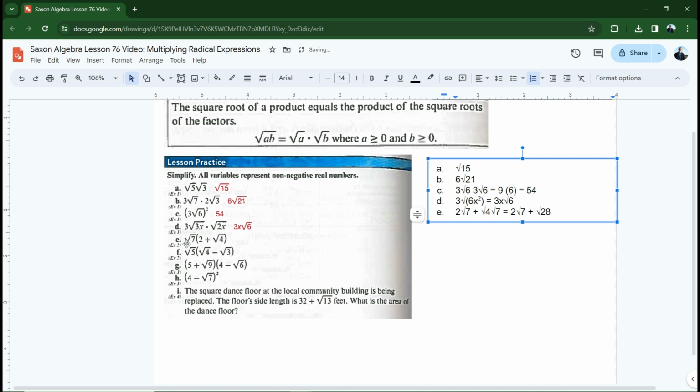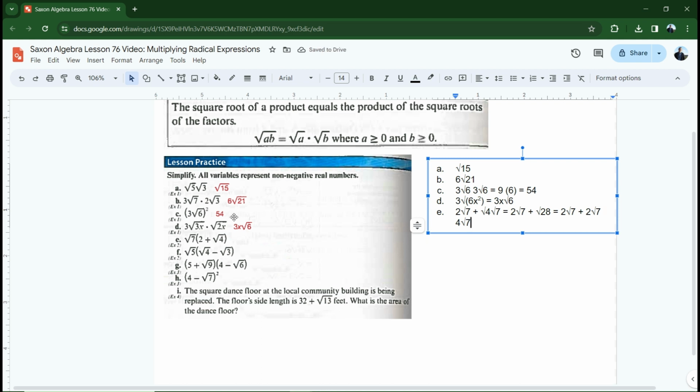And then the square root of 28 does have a perfect square factor. The square root of 28 is 4 times 7. So I'm going to write 2 square root of 7 plus the square root of 4 times the square root of 7, right? Square root of 4 becomes 2 because the square root of 4 can be evaluated. So I have 2 times the square root of 7 plus 2 times the square root of 7. That gives me an answer of 4 times the square root of 7. I can add the coefficients.